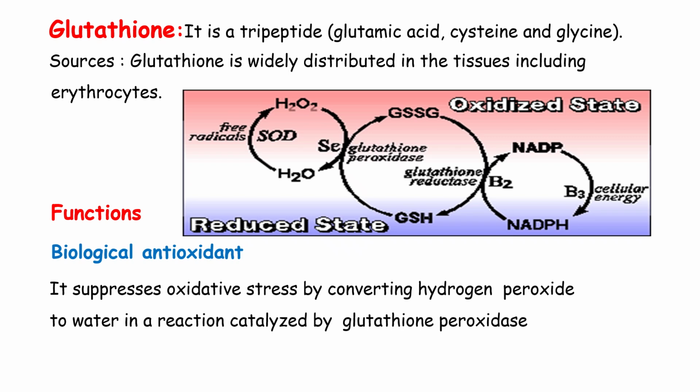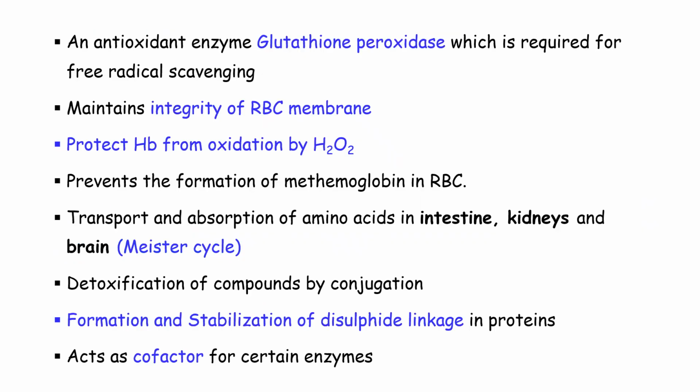glutathione, a very important antioxidant in our body, acting as a tripeptide with 3 amino acids. These you have to note down: glutamic acid, cysteine and glycine. What are the 3 amino acids composed to form glutathione? They will ask, note it down. And biologically important, it suppresses oxidative stress. So as an antioxidant, how far does it play a role? Glutathione peroxidase, integrity of RBC membrane. These are the key roles, key words. You have to note it down and write in the answer.